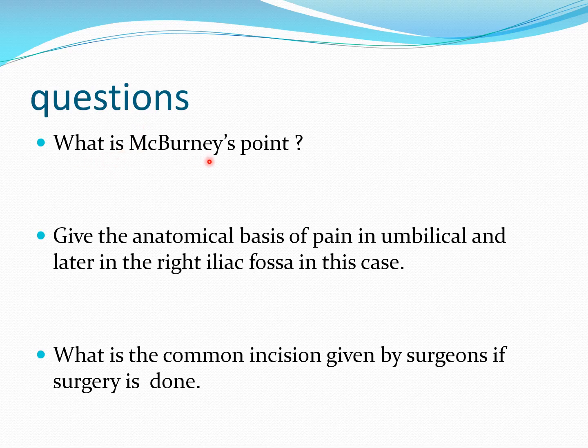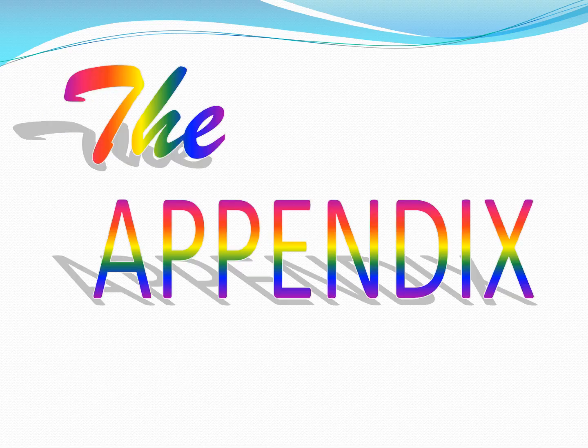So what is McBurney's point? You should know its definition, and you should know the identification and palpation of McBurney's point. It gives the anatomical basis of the pain in the umbilicus and later in the iliac fossa in this case. And what is the common incision given by the surgeon if surgery is done? These are the common questions asked in this clinical case.